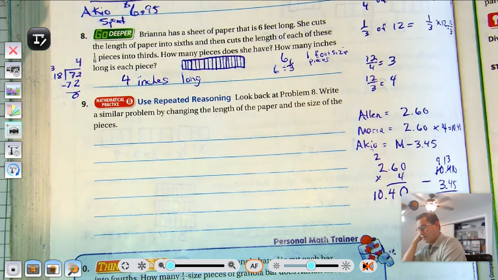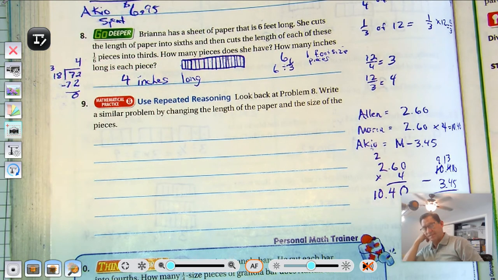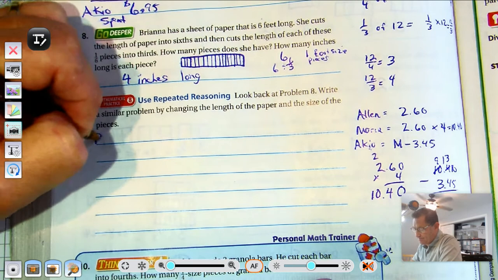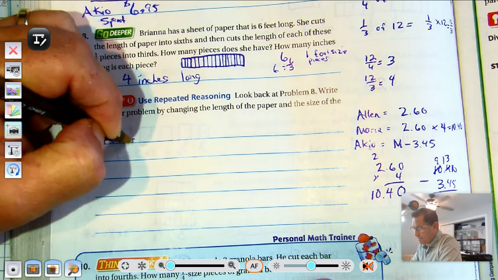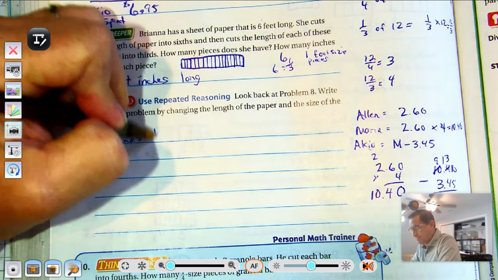All right, so look back at problem 8. Write a similar problem by changing the length of the paper. All right, well, let's see. All right, let's see. Brianna, I'm going to have a sheet of paper that's 3 feet.